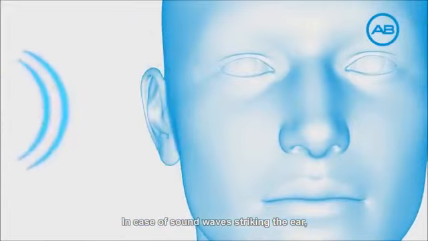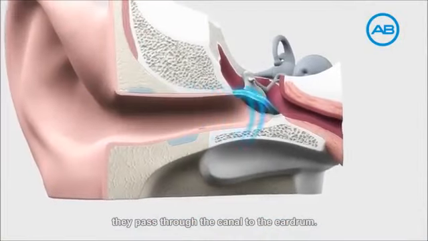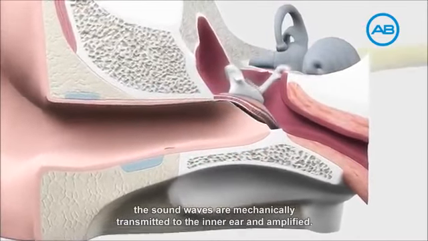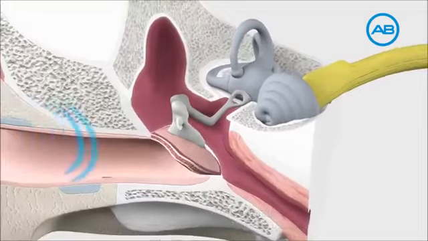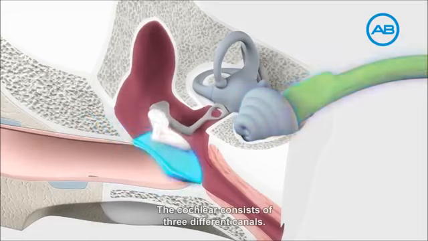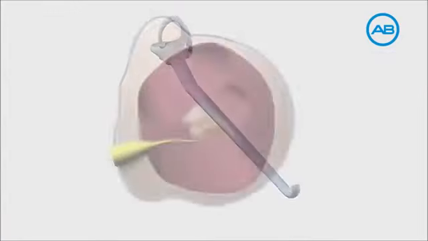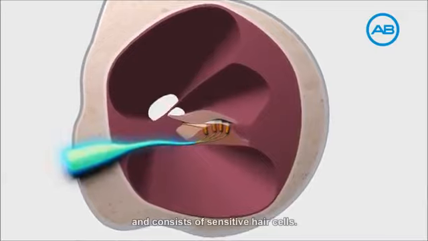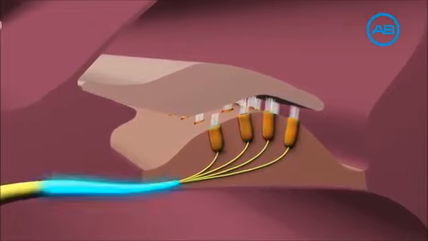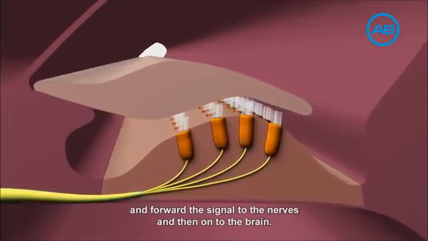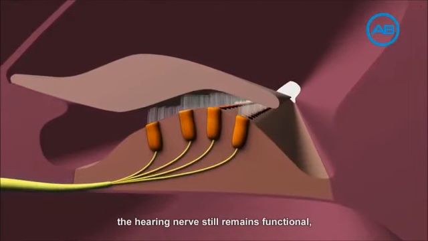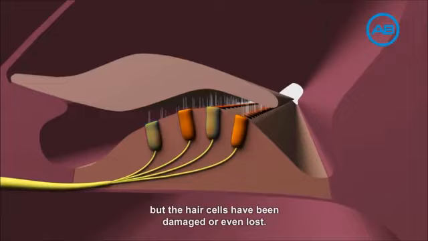In case of sound waves striking the ear, they pass through the canal to the eardrum. From there, the sound waves are mechanically transmitted to the inner ear and amplified. In the inner ear, you can find the cochlea. The cochlea consists of 3 different canals. The middle canal is the organ of hearing and consists of sensitive hair cells. The hair cells can be stimulated electrically and forward the signal to the nerves and then onto the brain. In most cases of deafness, the hearing nerve still remains functional, but the hair cells have been damaged or even lost.